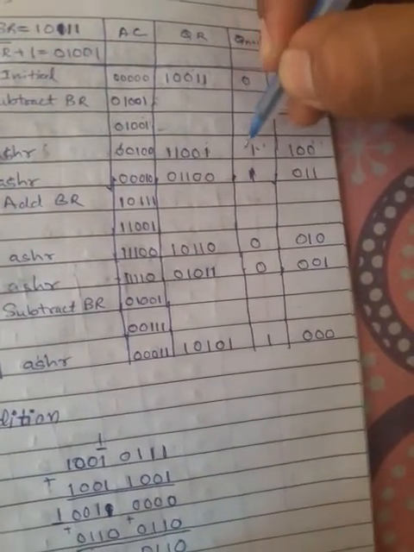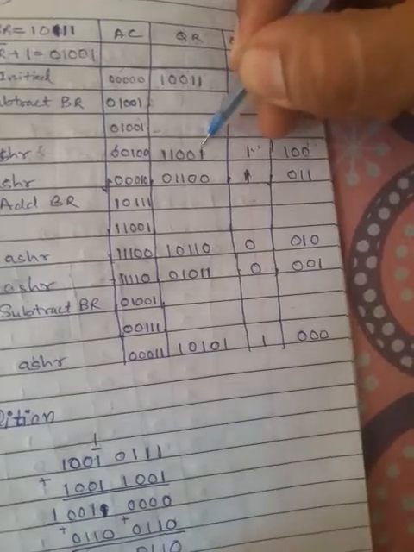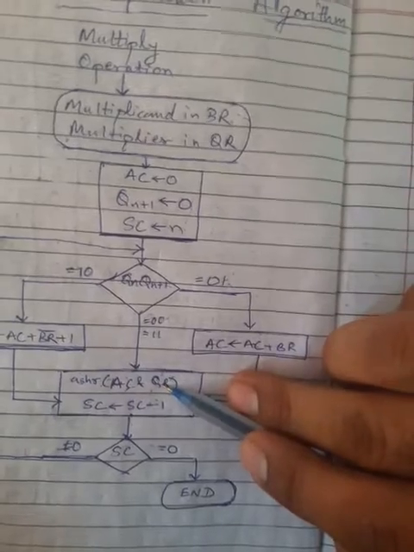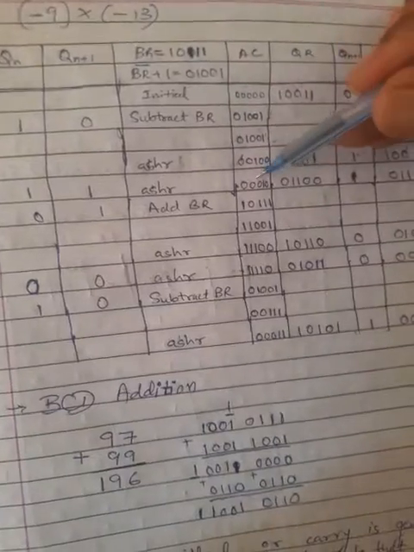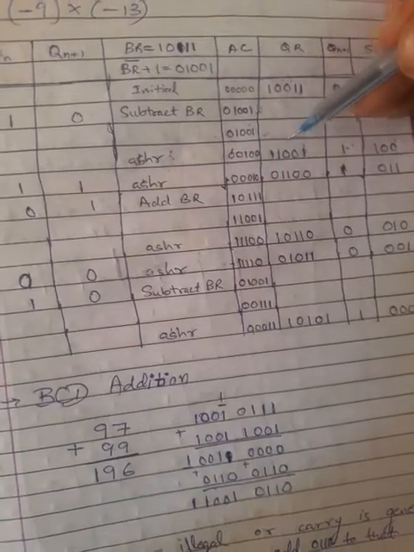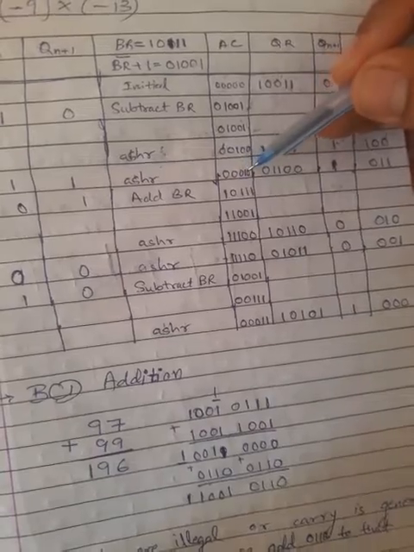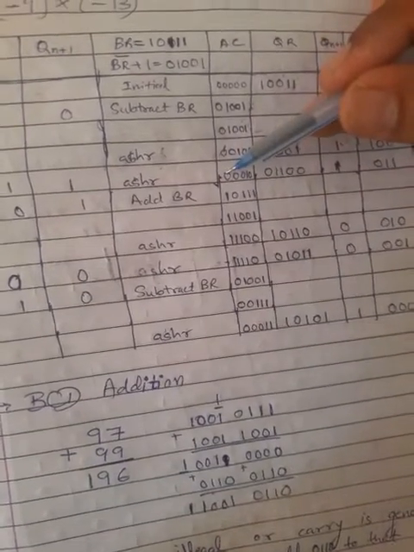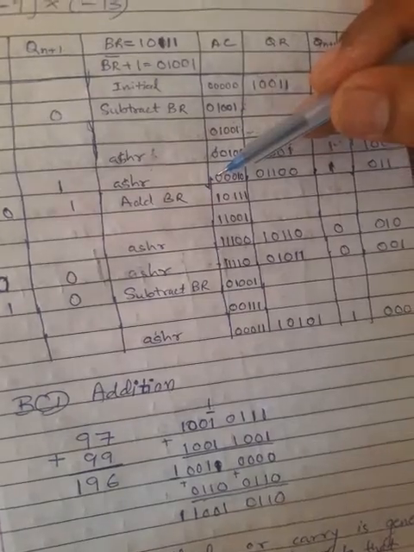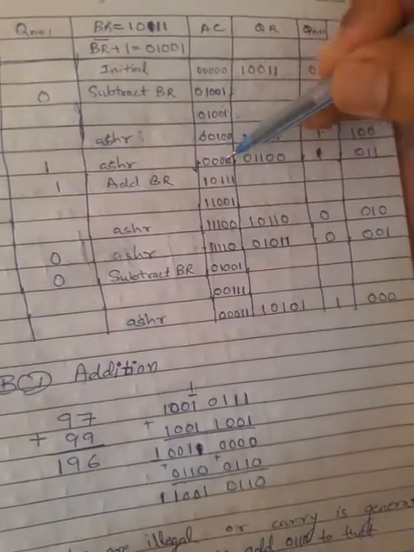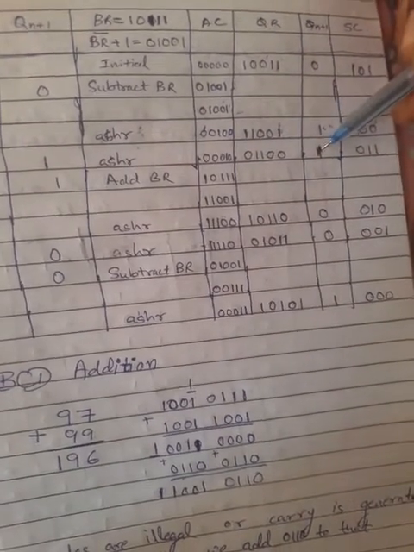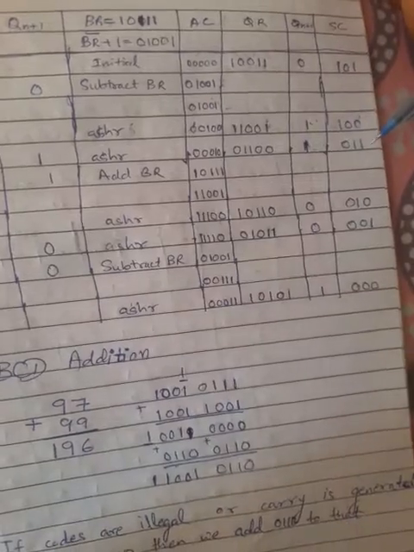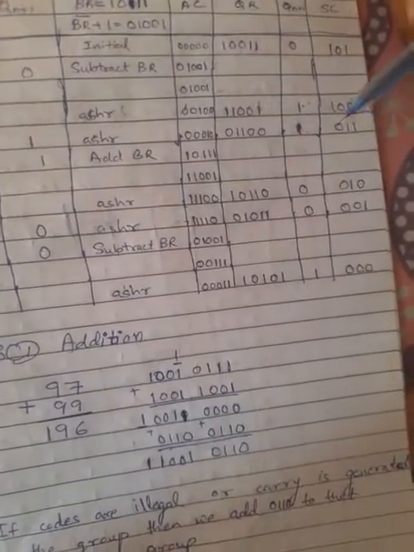And finally what we are getting, this is Qn plus 1 and this is Qn, that is 1 1, so we have to write here 1 1. And if it is 1 1, then we have to do the direct shift right. So in this AC and QR we will do those 0 0 1 0, the serial input here is 0, and this 0 will be shifted here, so 0 1 1 0, and this 1 will be shifted here again, so here it will be 1, and the SC will be decremented.